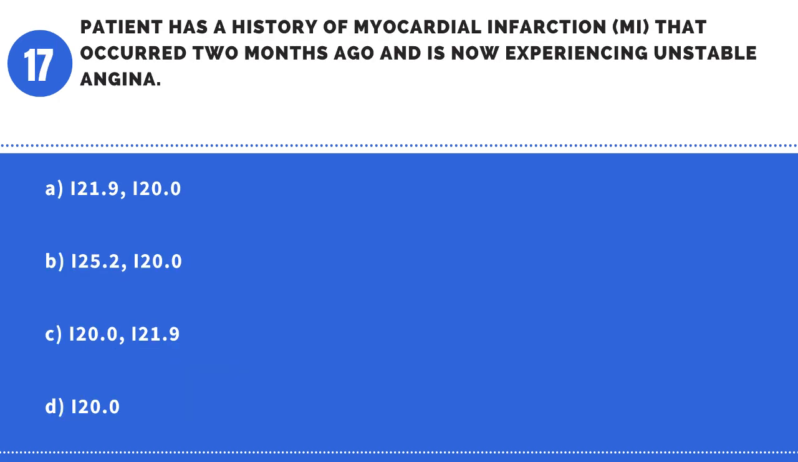Question 17. Patient has a history of myocardial infarction, MI, that occurred 2 months ago and is now experiencing unstable angina. A. I21.9, I20.0. B. I25.2, I20.0. C. I20.0, I21.9. D. I20.0.